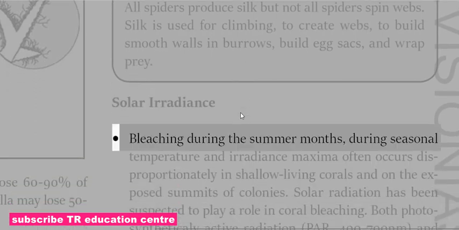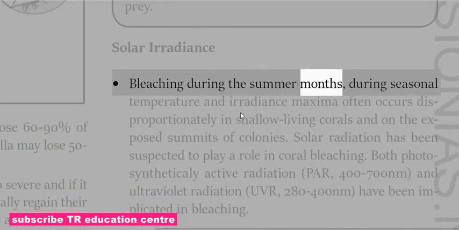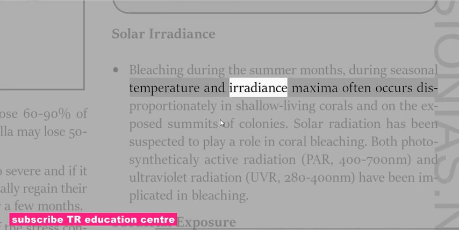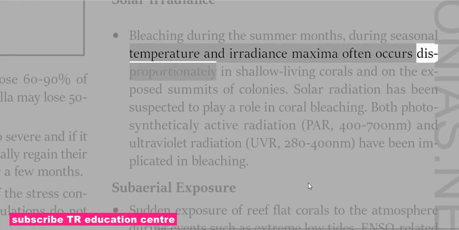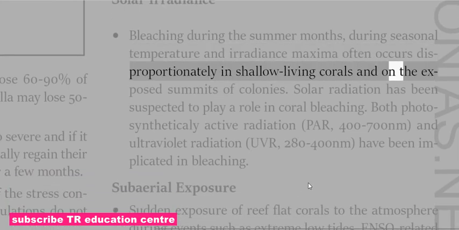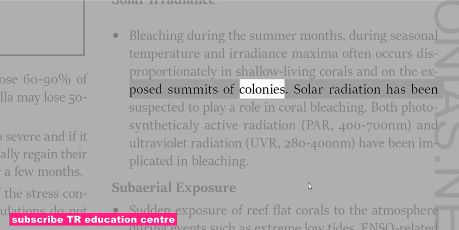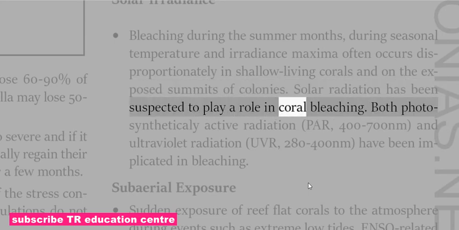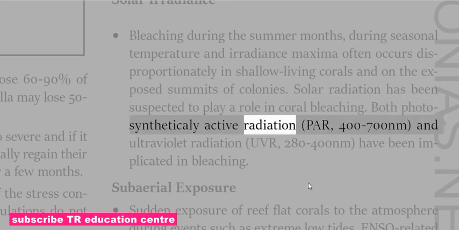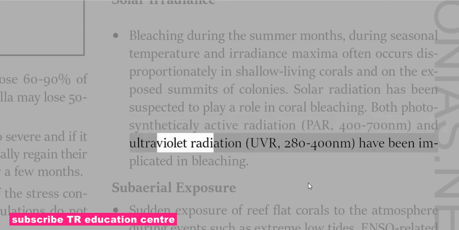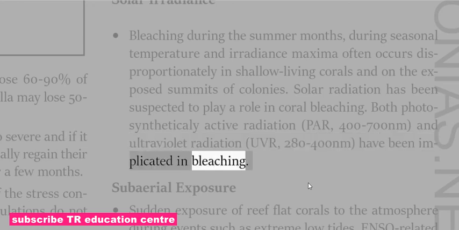Solar irradiance. Bleaching during the summer months, during seasonal temperature and irradiance maxima, often occurs disproportionately in shallow living corals and on the exposed summits of colonies. Solar radiation has been suspected to play a role in coral bleaching. Both photosynthetically active radiation, PAR, 400-700 nm, and ultraviolet radiation, UVR, 280-400 nm, have been implicated in bleaching.